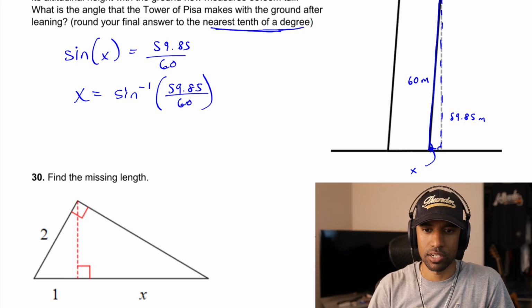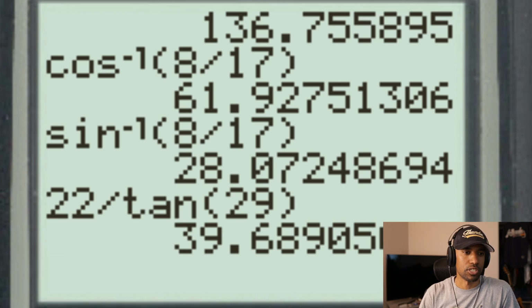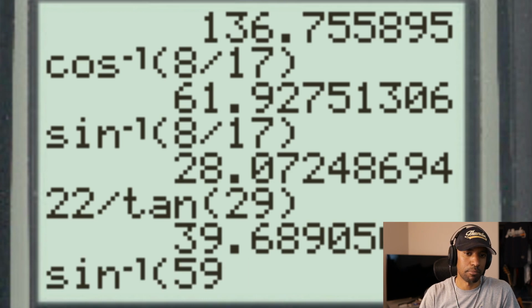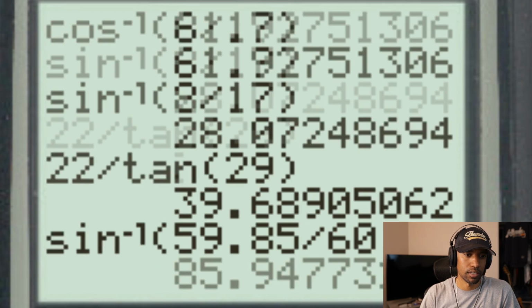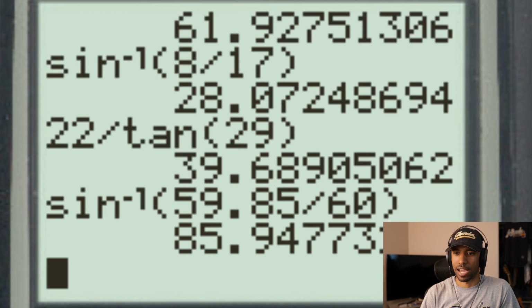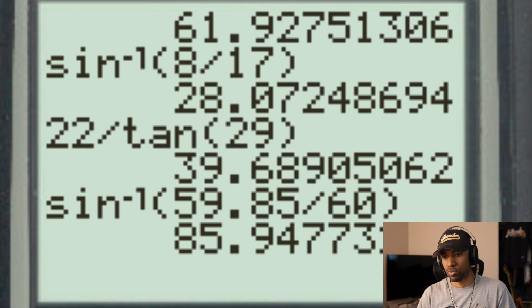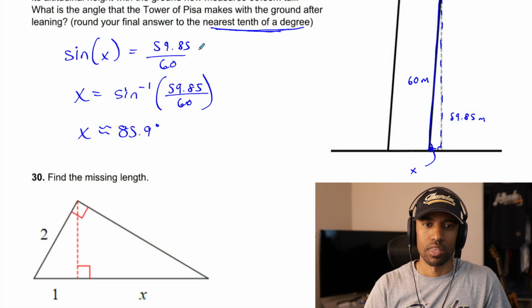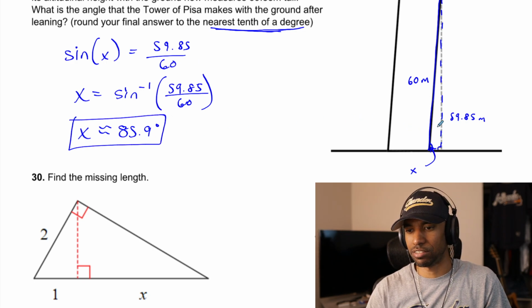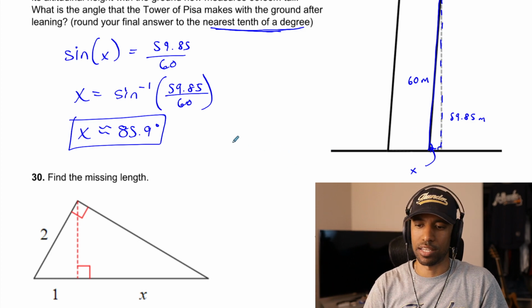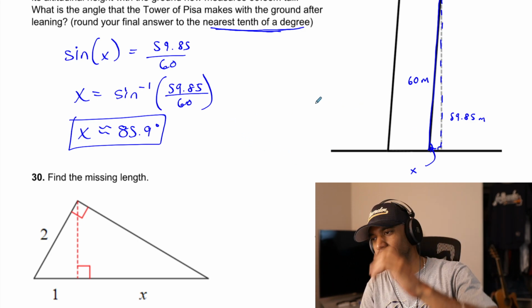So let's go ahead to the old graphic calculator. Let's take the inverse sine of 59.85 divided by 60. Our answer will be in degrees here, by the way. 85.94. Rounded to the nearest tenth, that is 85.9. 85.9 degrees right there. So there you go. 85.9 degrees is that lean. Not quite a 90. About 4 degrees lean. You know what I mean.